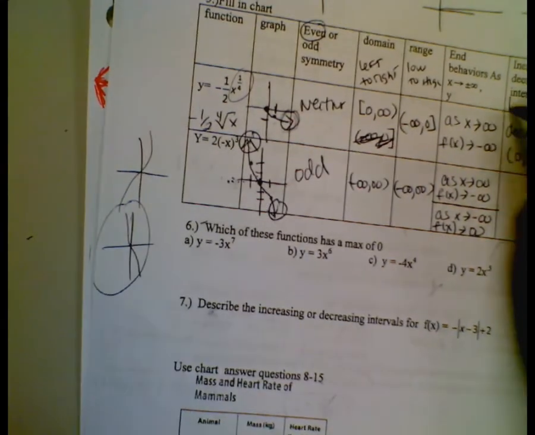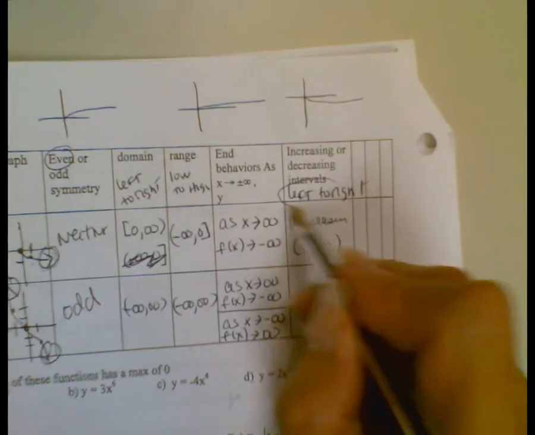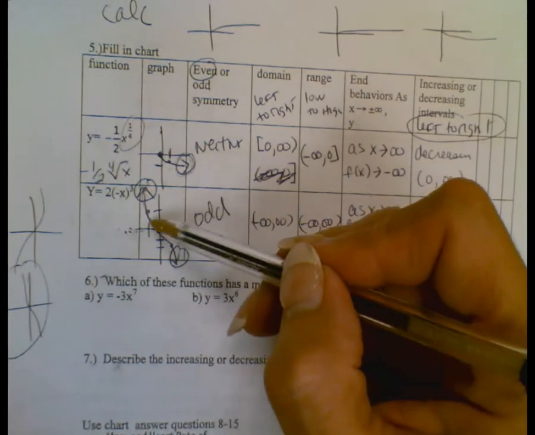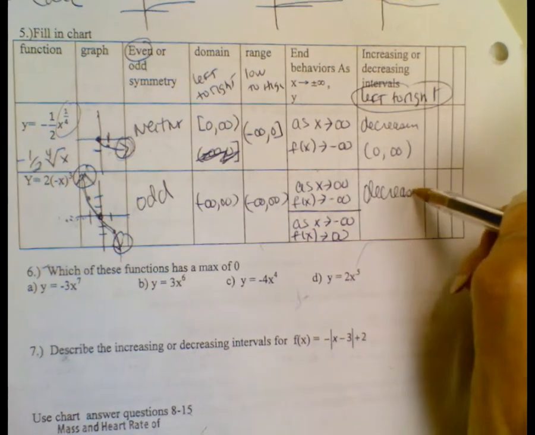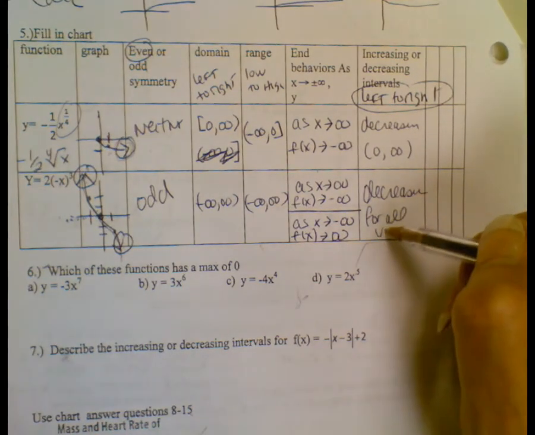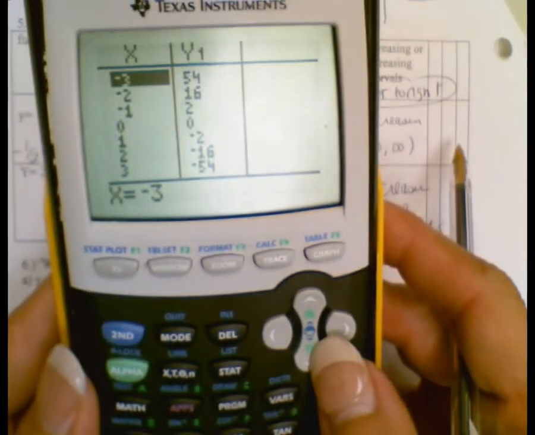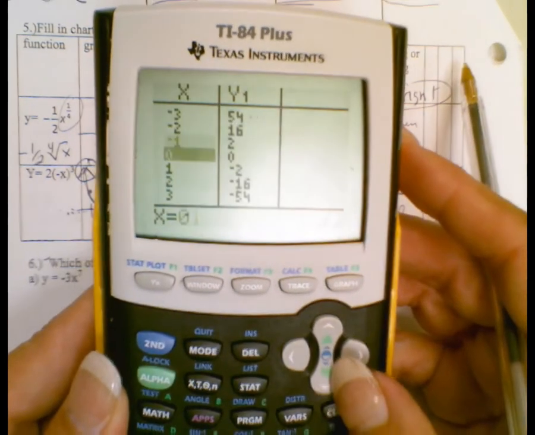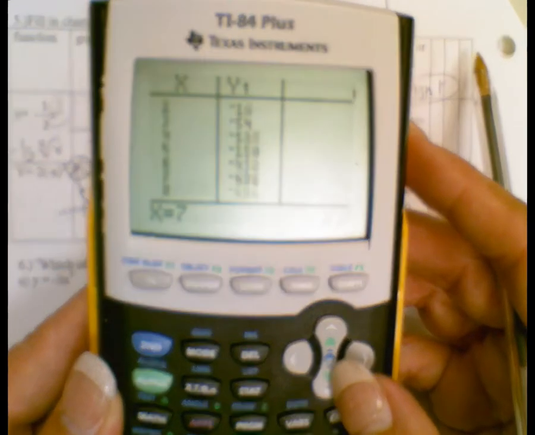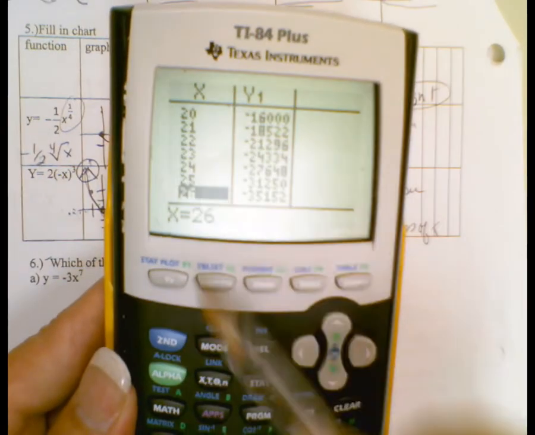Increasing or decreasing intervals. You read these left to right. Always read left to right. Make sure you read this left to right. So it looks to me like the y's are going down forever. So you would say it's decreasing for all values of x. If you look at the y values, I'm starting right here at 54. Watch what happens to the y's. They get lower and lower. They never come back up. The y's are decreasing for all values of x.